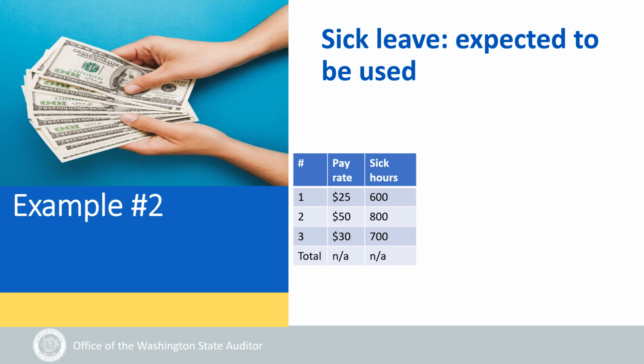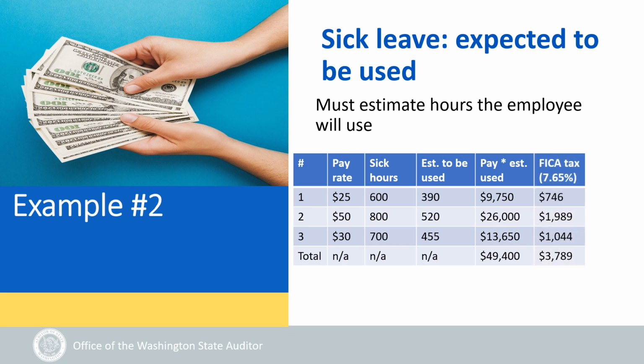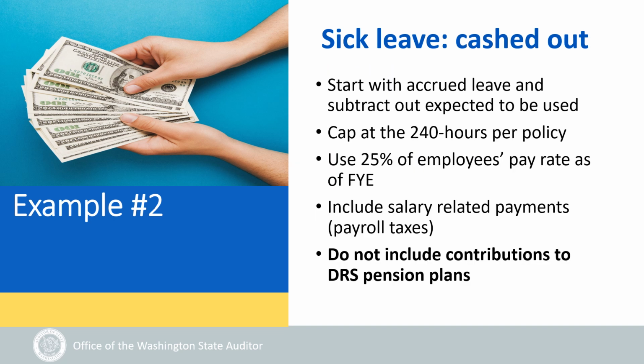Now we estimate how many hours they will use. At this city, experience and historical trends tell them employees typically use 65% of their leave, so the estimated to be used column is 65% of the total sick hours. Again, this is paid out at the full rate because it's time they are actually going to use while they are employed. Then we add in salary-related payments like FICA tax, and that gives us a total of $53,179.